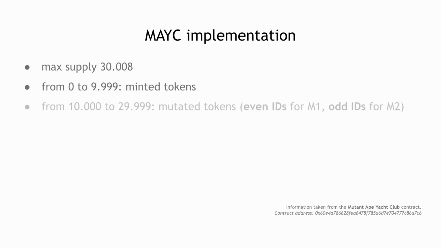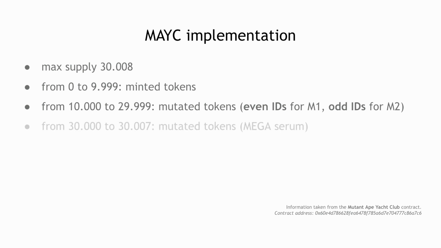The next 20k are actually divided in two batches. Even IDs are for bases mutated with the M1 serum, and odd IDs are for bases mutated with the M2 serum. The last 8 Macy's are the apes created using the Mega serum.